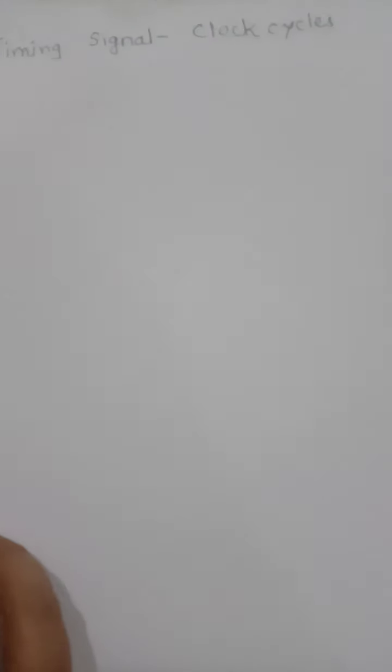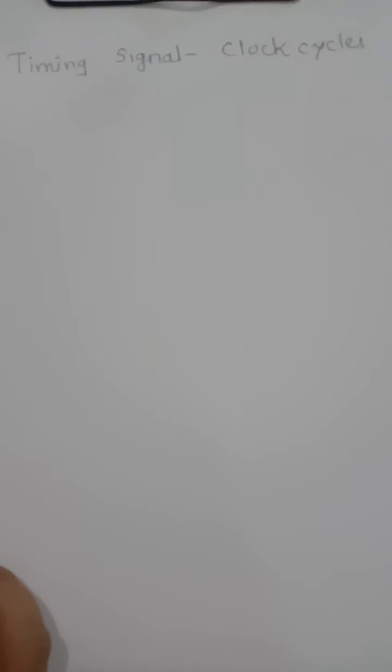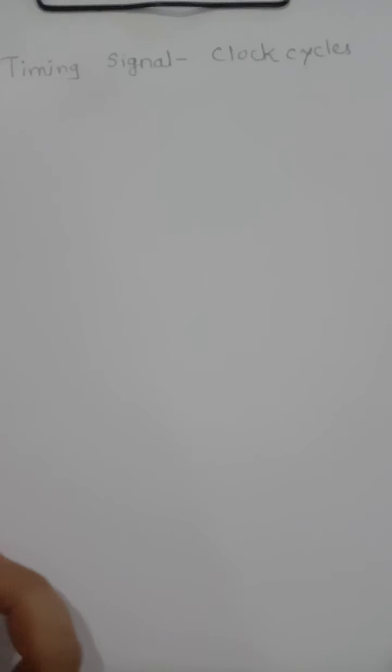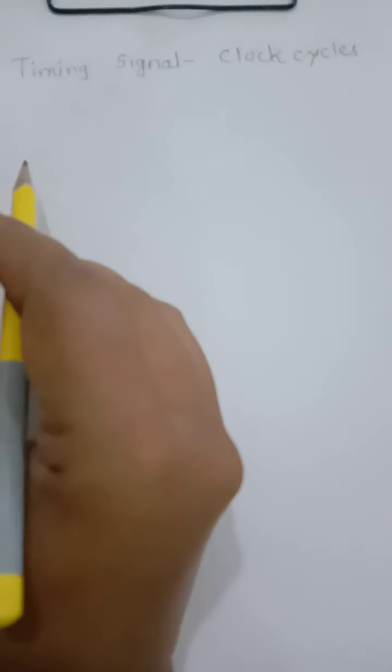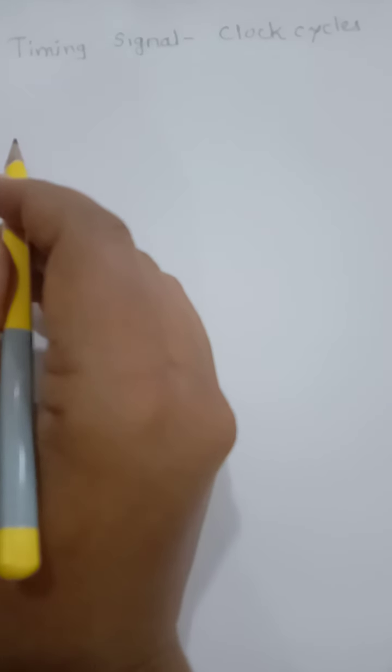Hello students, in this video we are going to learn about what the timing signal is and what clock cycles are. As I told you, the timing signal is very important for the proper working of each and every block of a microprocessor based system. In this video I will show you how the clock cycles are counted for the execution of a single instruction.